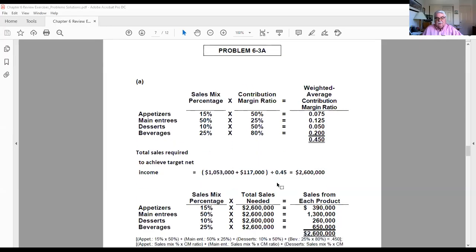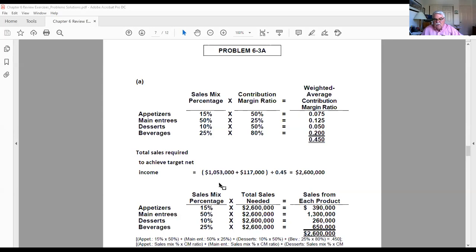So as it says here, what I do is I determine, in the problem, they give us the percentage of sales mix of revenue of the appetizers, the main entrees, desserts, and beverages. And then they give us the contribution margin. What I do then is take a weighted average of that contribution margin. 15% of 50% is 0.075. 50% of 25%, 0.125. 10% of 50%, 0.05. 25% of 80% is 0.2. I add all those weighted margins, it's 45%.